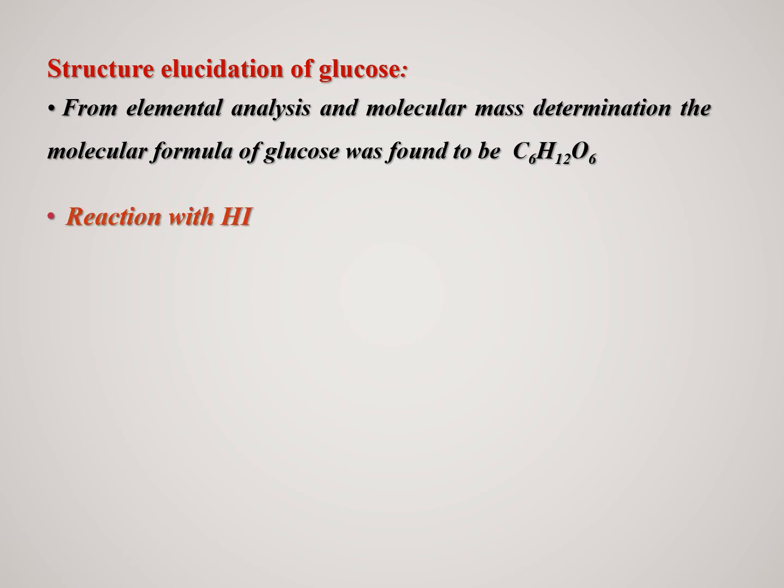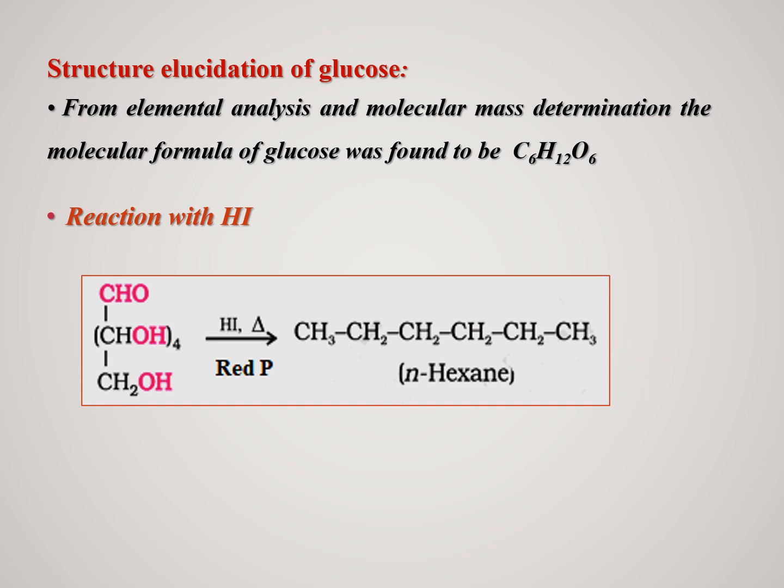Next, what is the functional group that could be present in glucose is the big question which should be appearing in all our minds. So now we proceed towards reaction with hydrogen iodide. Hydrogen iodide is a good reducing agent. So hydrogen iodide in the presence of red phosphorus acts as a reducing agent.